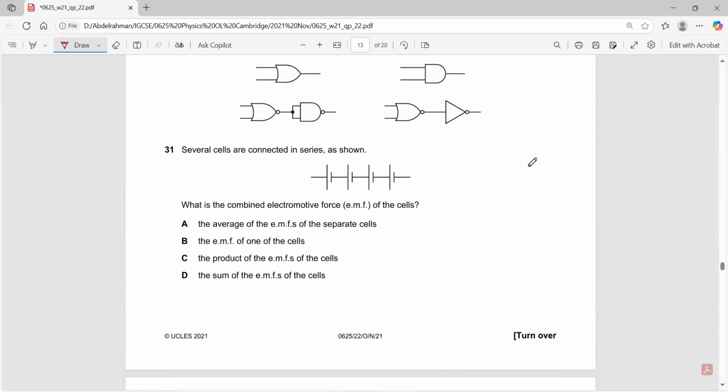Question 31, several cells are connected in series as shown. What is the combined electromotive force? We just add them up, right? Sum of the EMFs.